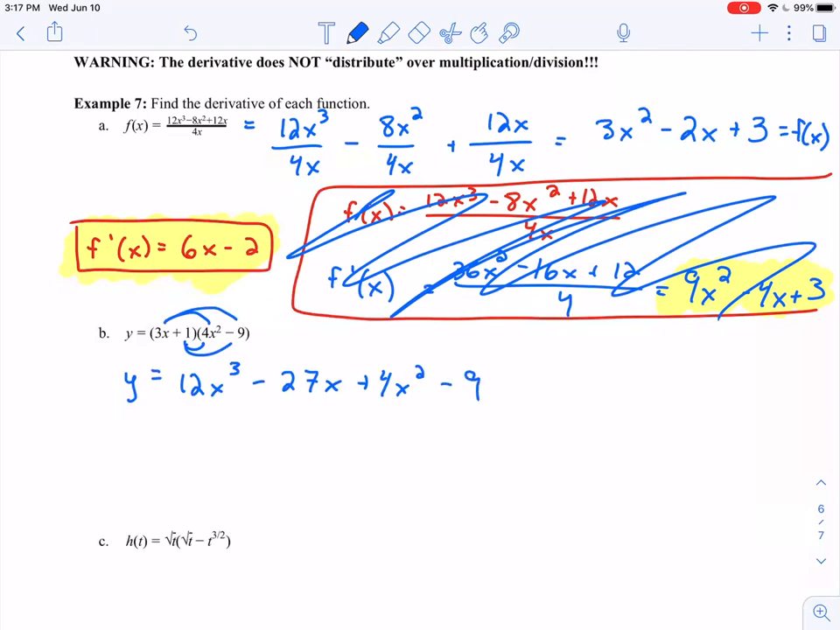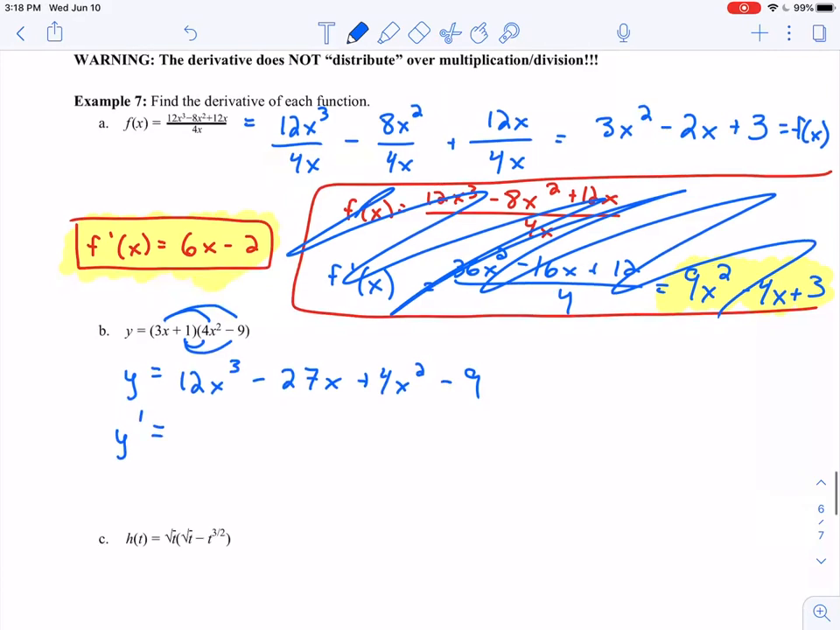Notice this is still y. I haven't actually used my power rule, but I've rewritten it in a way so that now I don't have any multiplication and division. All I have is addition and subtraction. So I can just use my power rule like I have been.